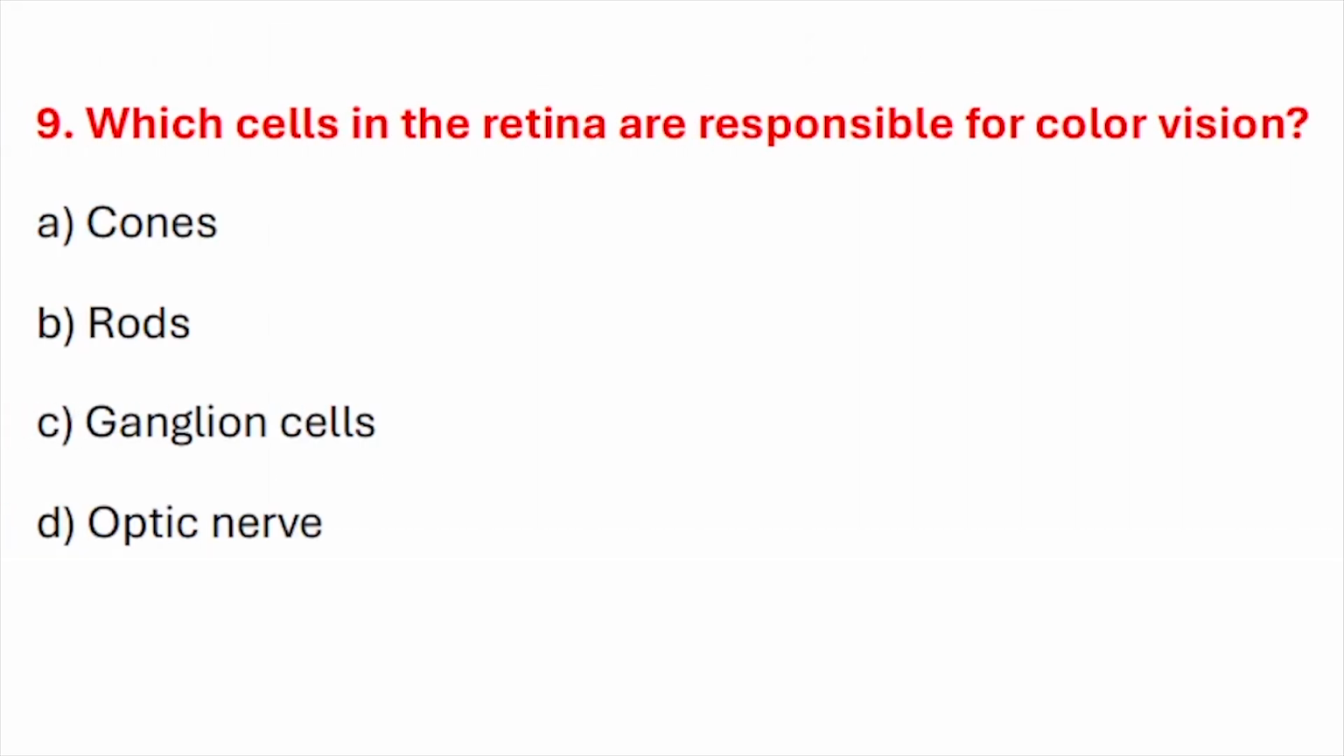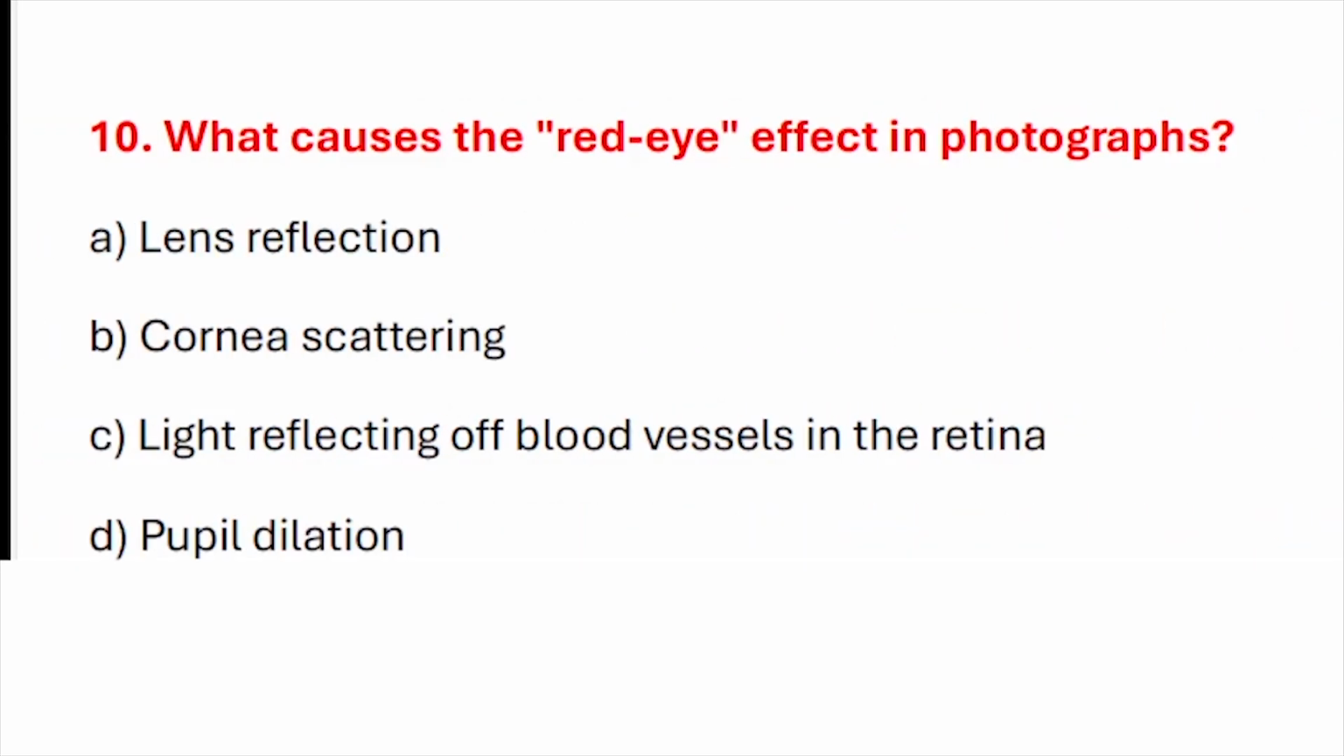Question number 9. Which cells in the retina are responsible for color vision? Correct answer is option A, cones. Question number 10. What causes the red eye effect in photographs? Correct answer is option C, light reflecting off blood vessels in the retina.